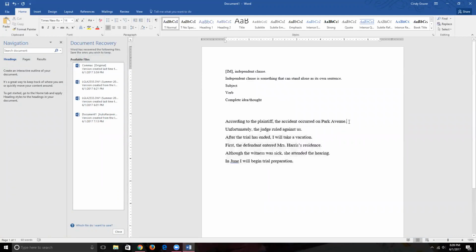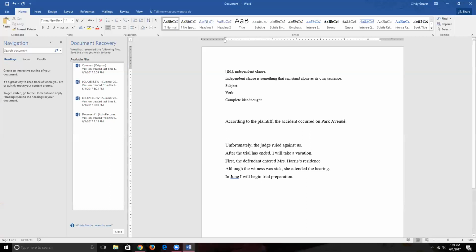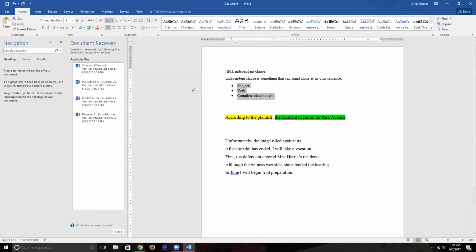Okay, so let's look at our first one. So this is our introductory material. I won't include the comma, I'll put that in yellow. And here is the rest of the sentence, which has to be an independent clause. I'm going to put that in green. Let's make sure that it has the 3 elements that we need.